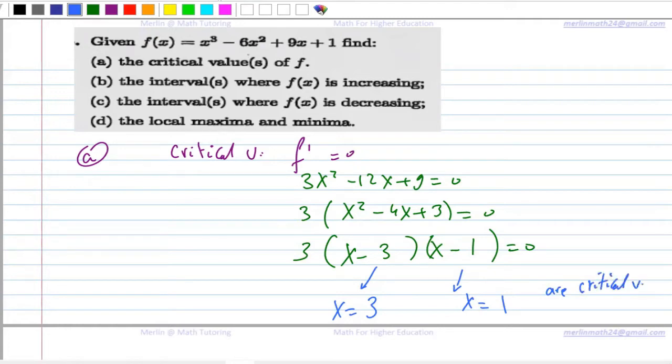Those are critical values. If they say critical points, you go back and replace x in the function to get the point. Now they didn't ask about critical points, okay, critical values. That is part A.